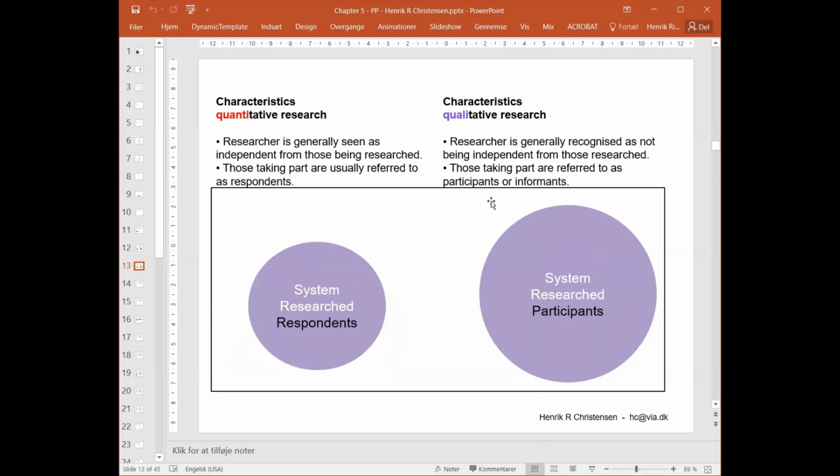And if we are in a quantitative position, then we normally would call the people who we ask questions respondents. And when we have a qualitative approach, we call them participants.